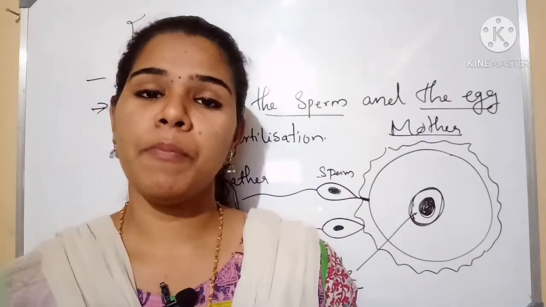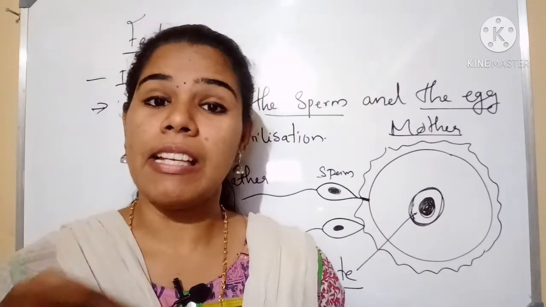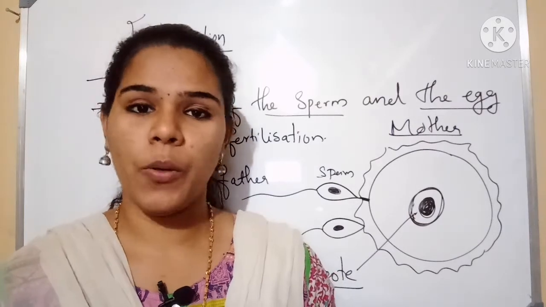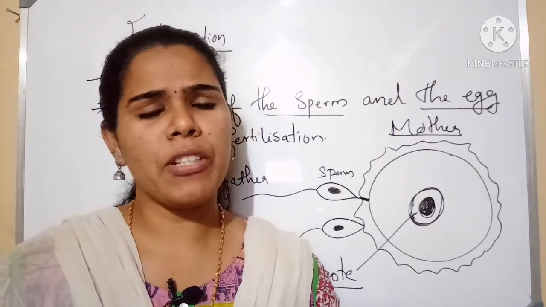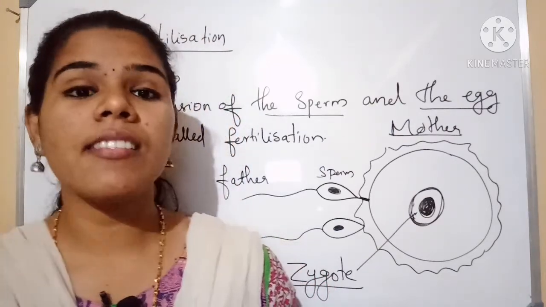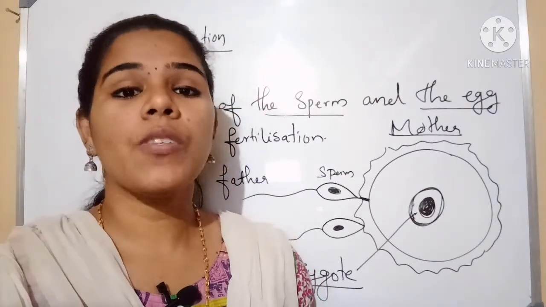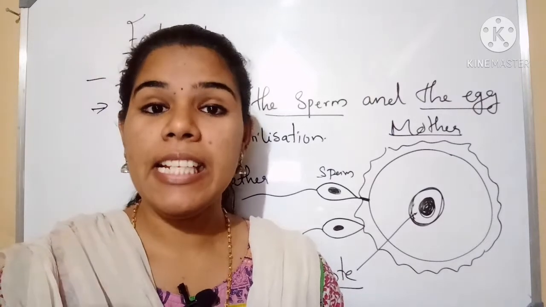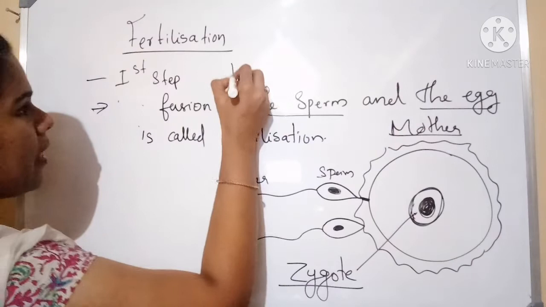Okay, another important point: fertilization takes place inside the female body. In the majority of animals, fertilization takes place inside the body of a female. So this kind of fertilization is called internal fertilization.